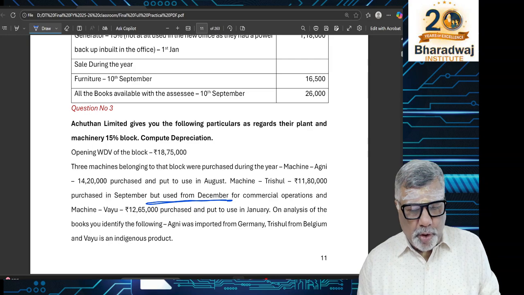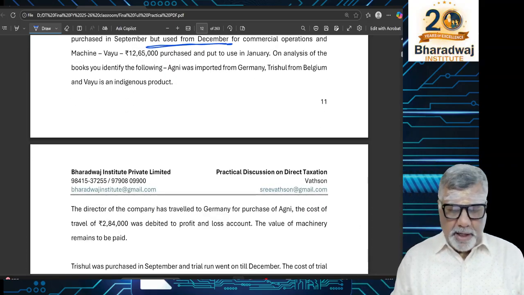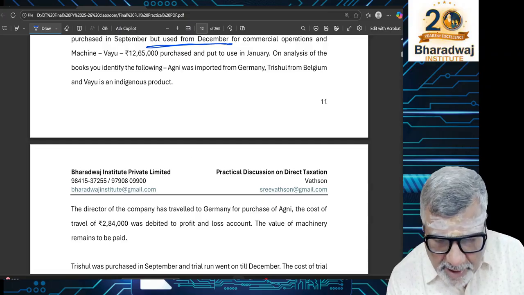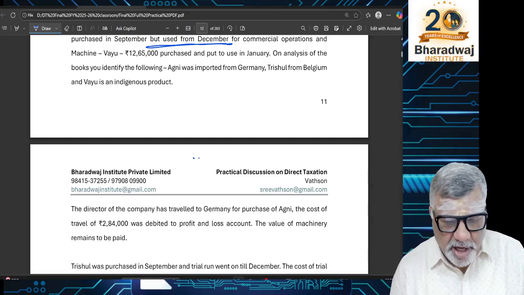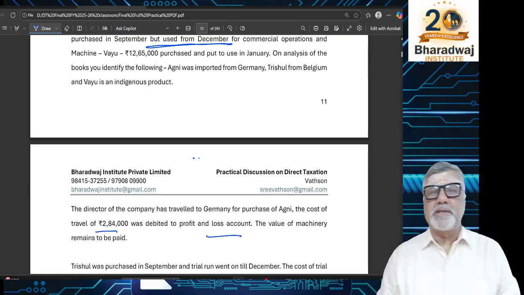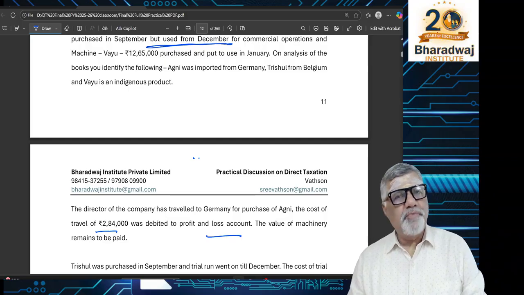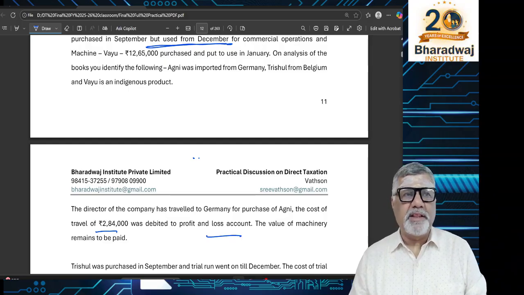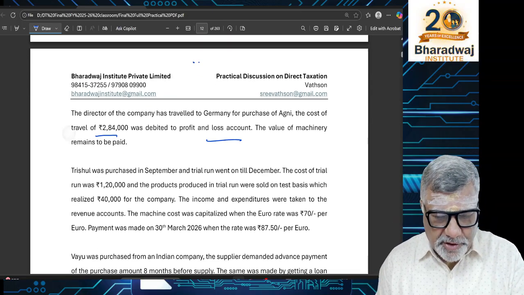On analysis, you identify Agni and Trishul are imported machineries. Vayu is purchased from the Indian market. The director of the company had traveled to Germany for purchase of Agni. The cost of travel was debited to P&L. All expenses before putting the asset to use, which can be directly identified with the asset, should be capitalized. So this should go to capitalized.